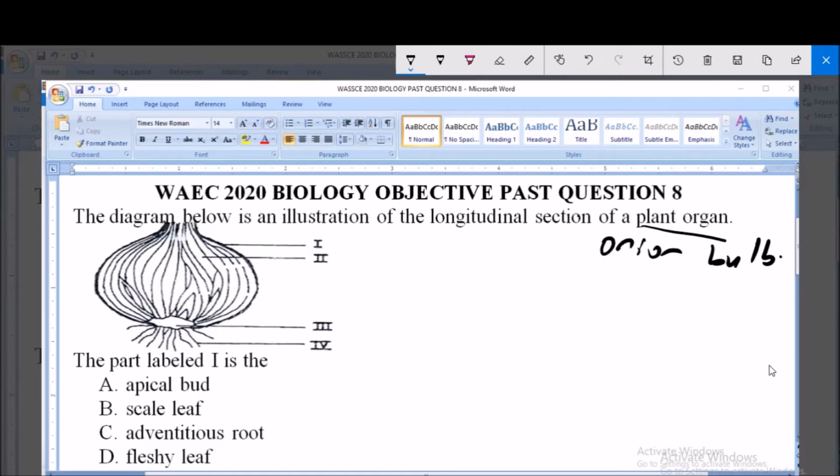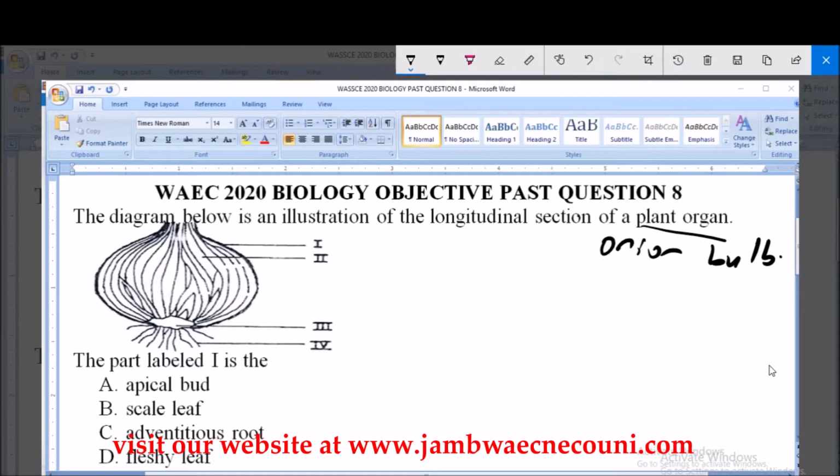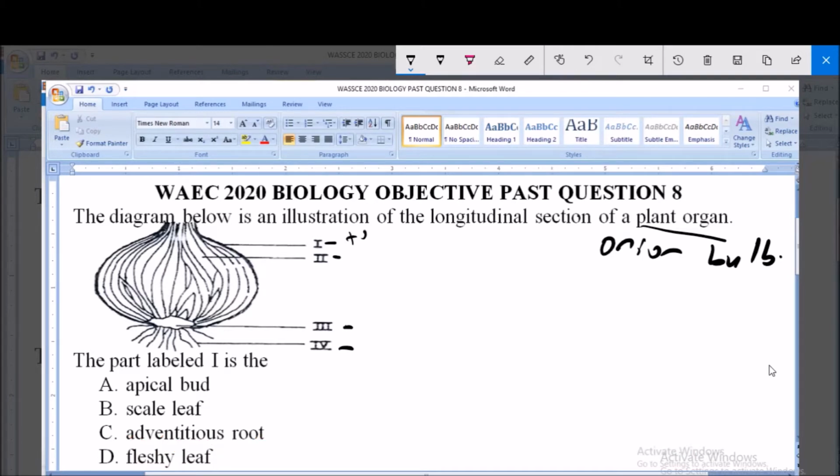So we're asked, the part labeled 1 is the A. Apical bud, B. Scale leaf, C. Adventitious root, D. Fleshy leaf. So it would be a good idea for us to label each of the parts given to us and see what each part represents. Now, the part labeled 1 is known as the tunic leaf.